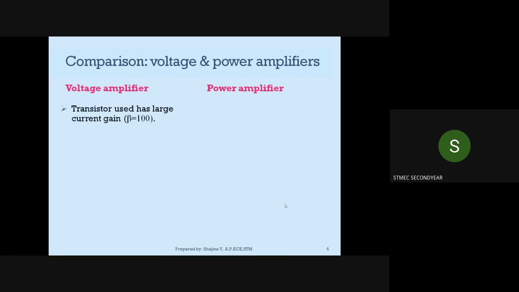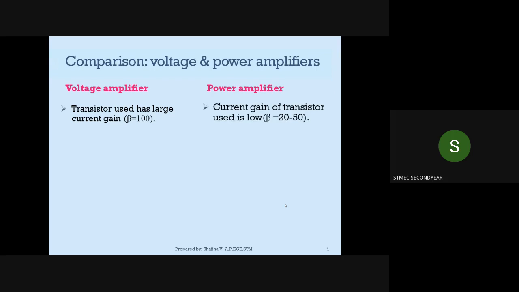First one is the voltage amplifier. The transistor used has a large current gain, beta is equal to 100. Okay, so in voltage amplifier, we are using transistors like BC107. Okay, normal transistors are used. The current gain will be large, that is beta will be equal to 100.